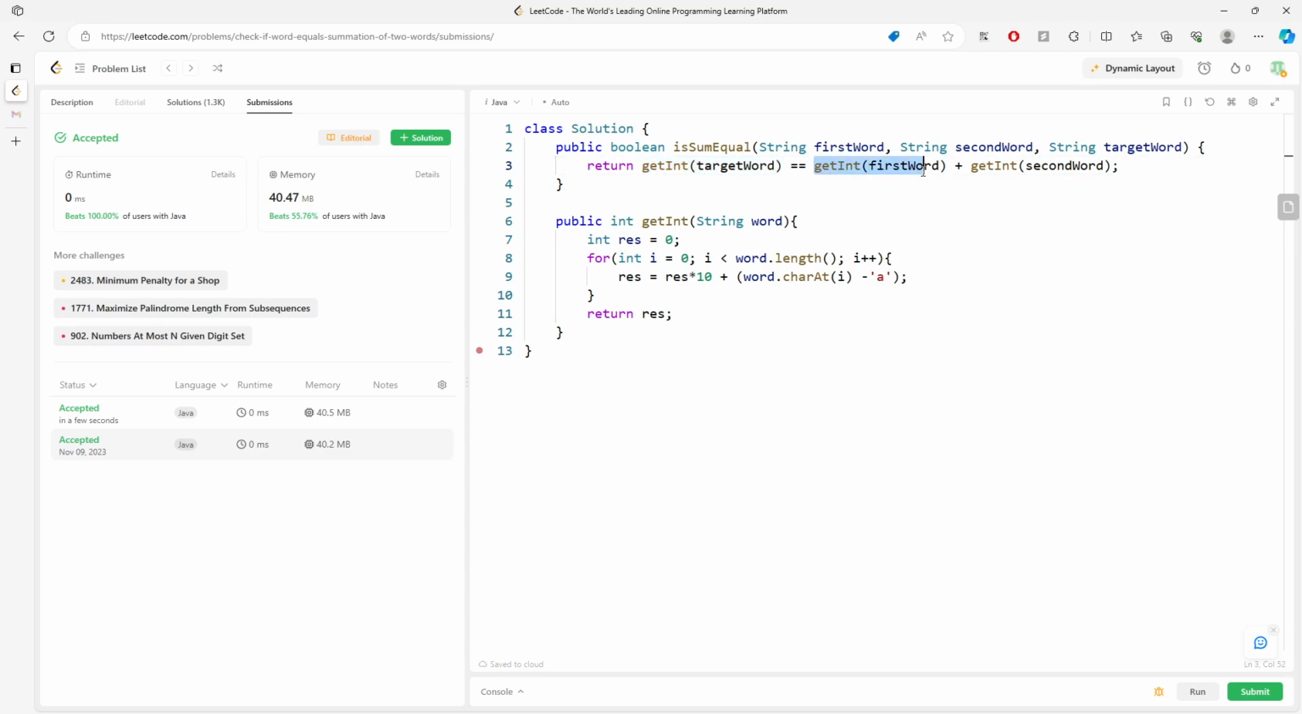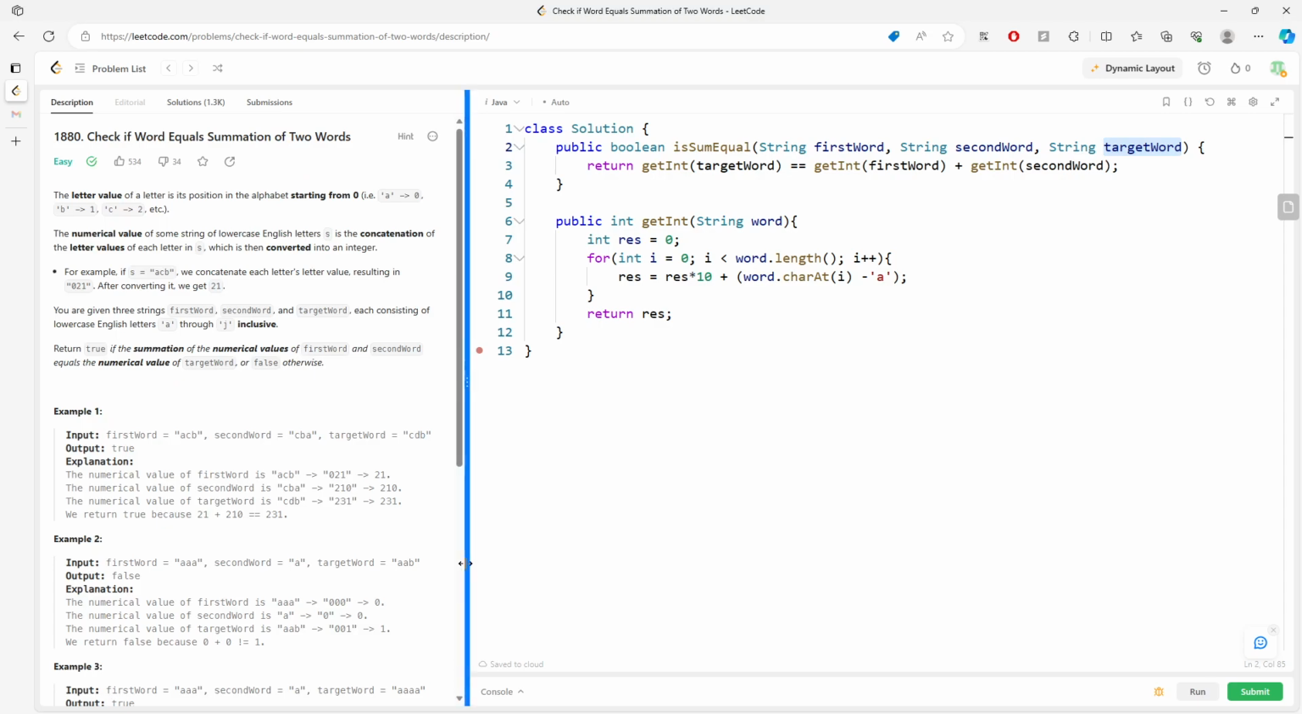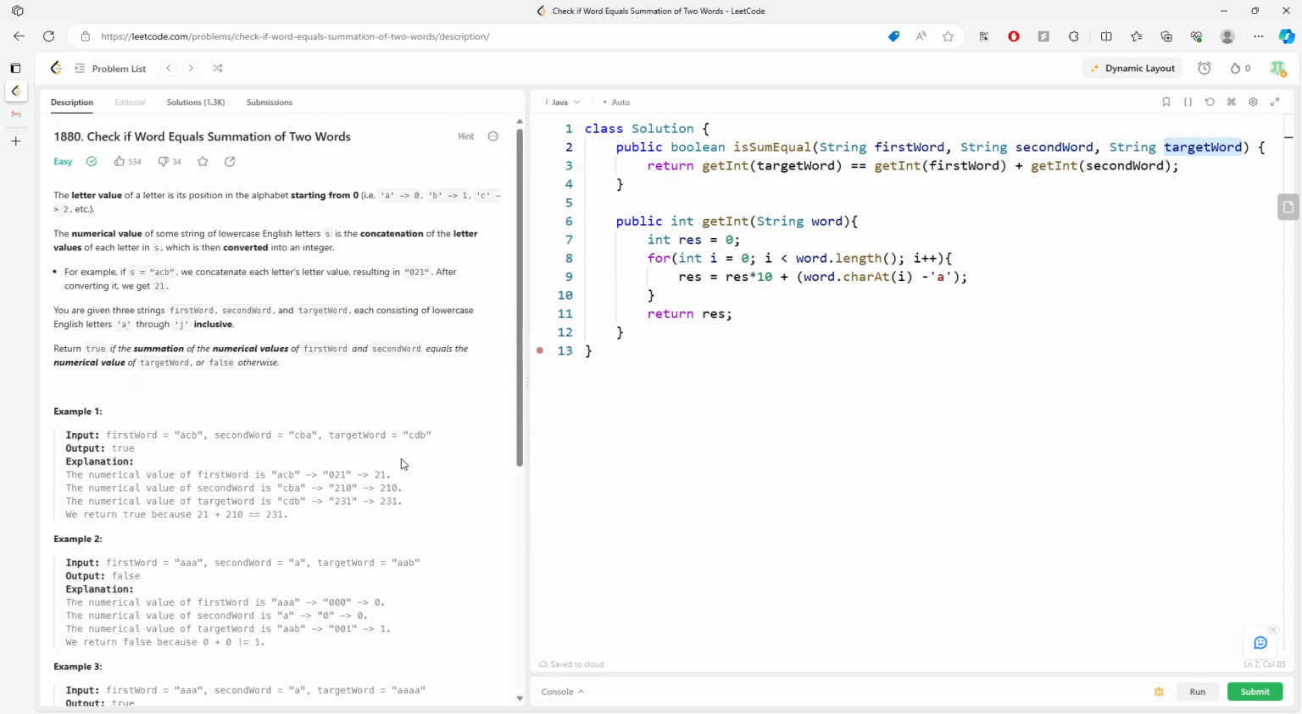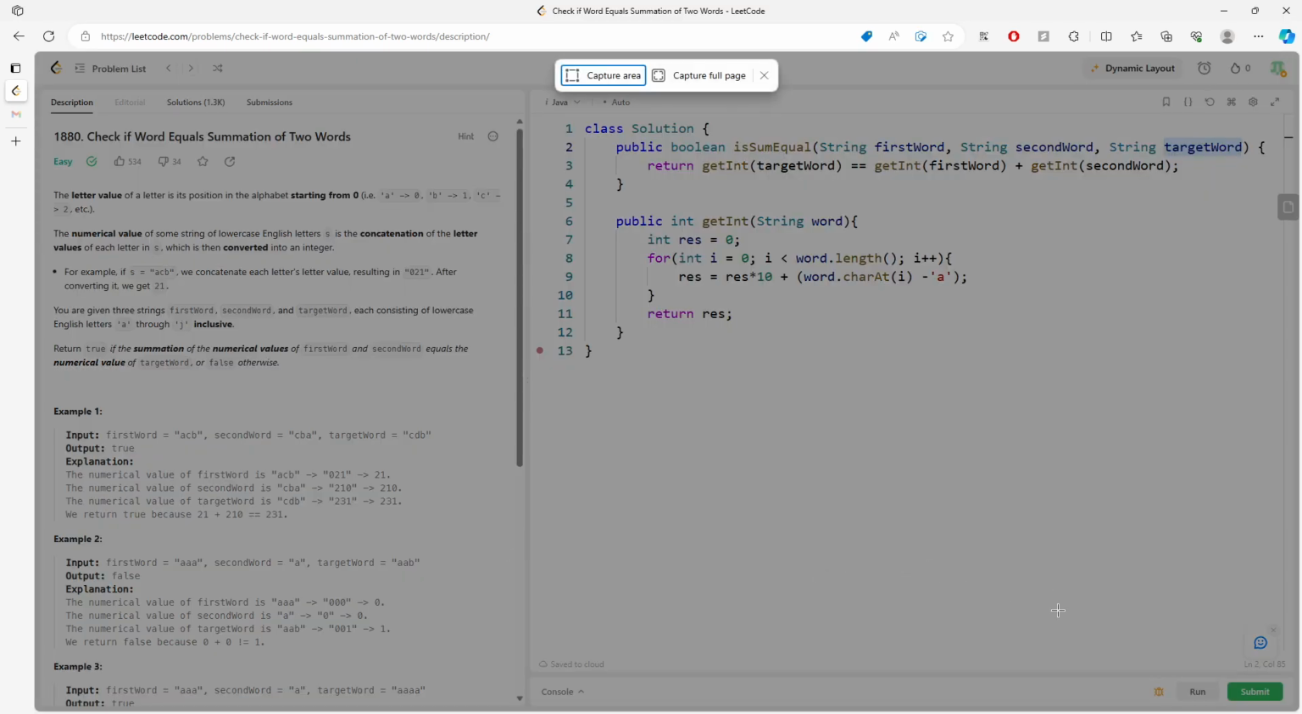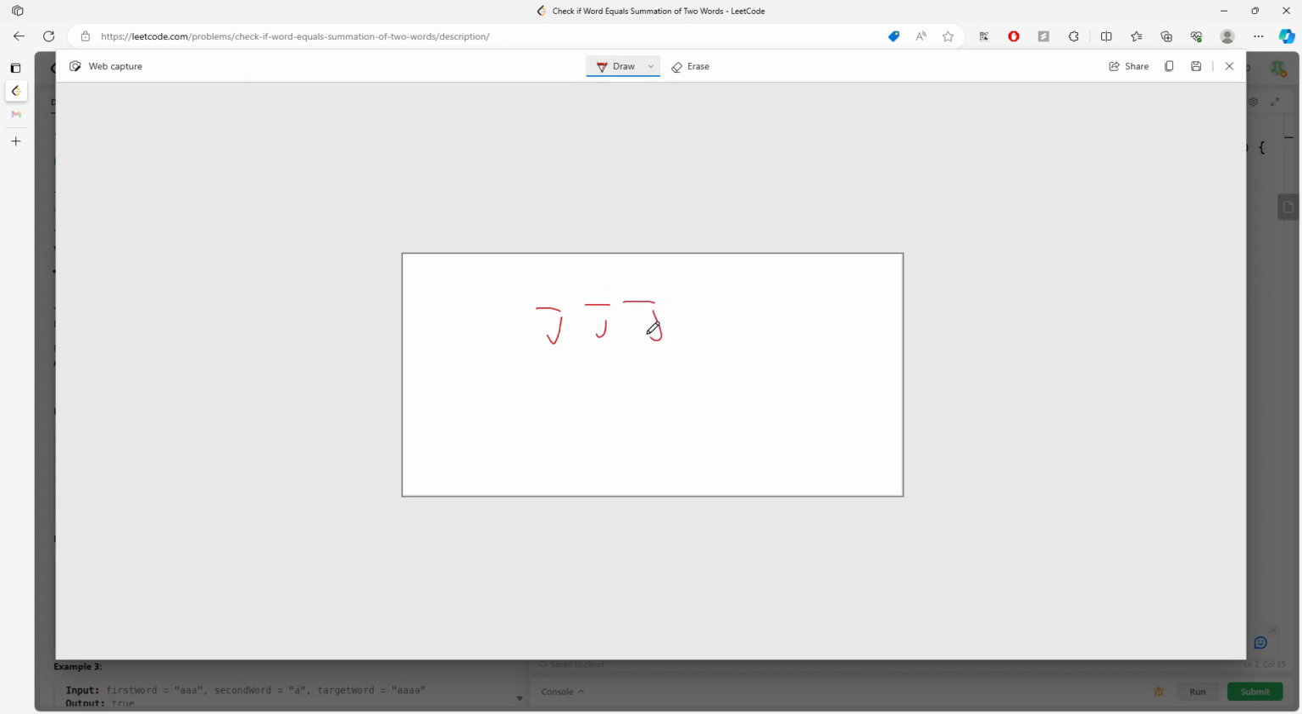Time is what? This guy and this guy. So what is the worst case? It's the maximum length of these three. Normally it's going to be the length of the target, because the target word can be what? Look at this. Imagine in this case J, J, J, and then you add J, J, J. I don't know what J, J, J equals to, but the last digit is going to be J times 2 mod 10. It's definitely more than 3 digits.